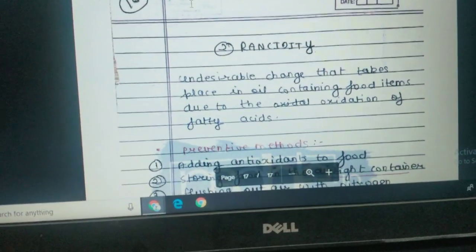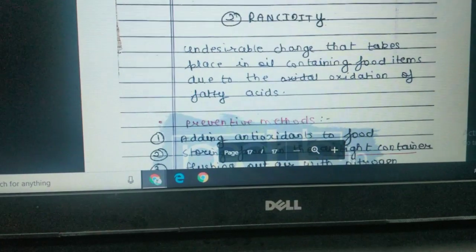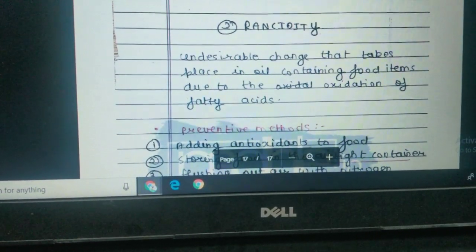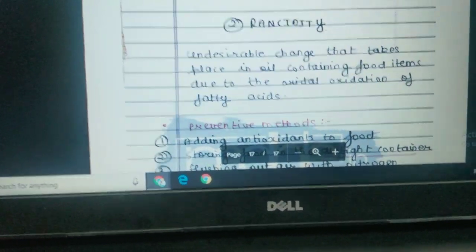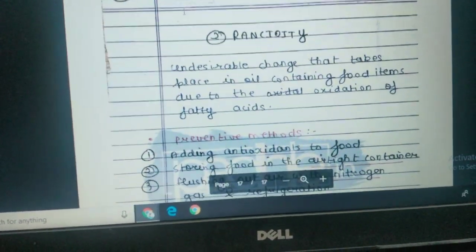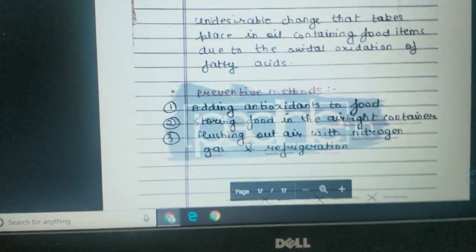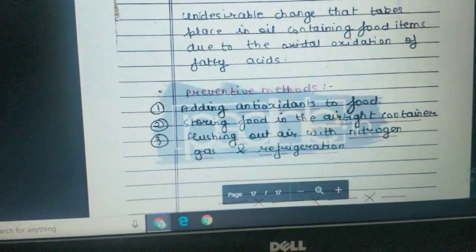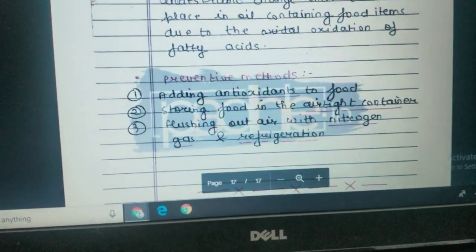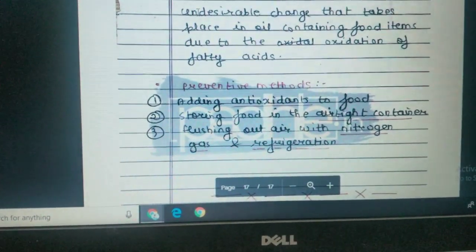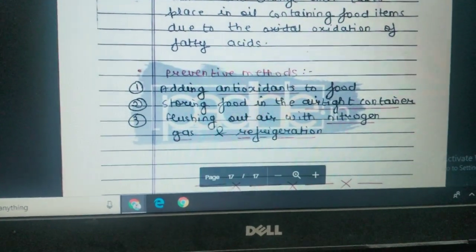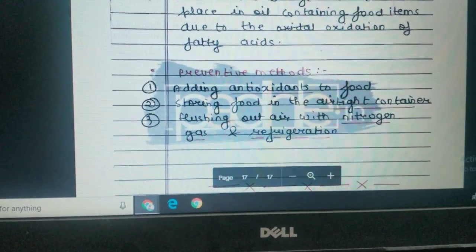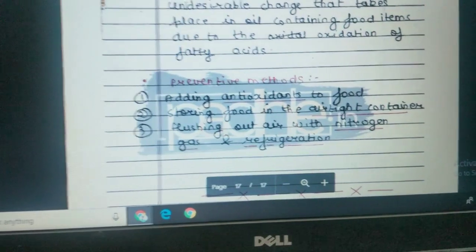So next is rancidity, an undesirable change that takes place in oil containing food items due to the oxidation of fatty acids. Now we can prevent rancidity by these following methods: adding antioxidants to food, storing food in an airtight container, flushing out air with nitrogen gas, and refrigeration.